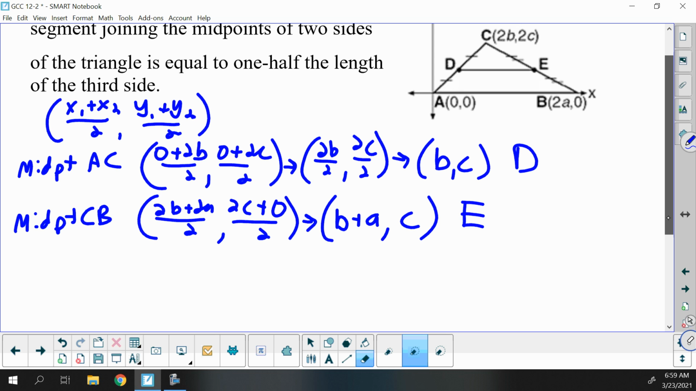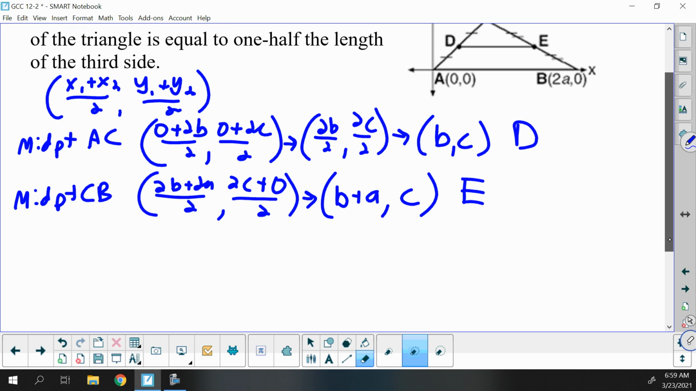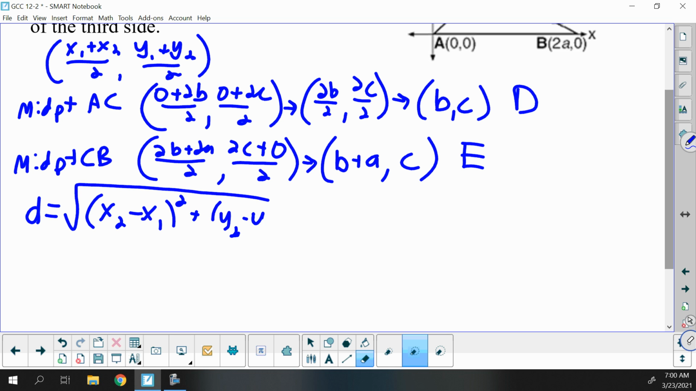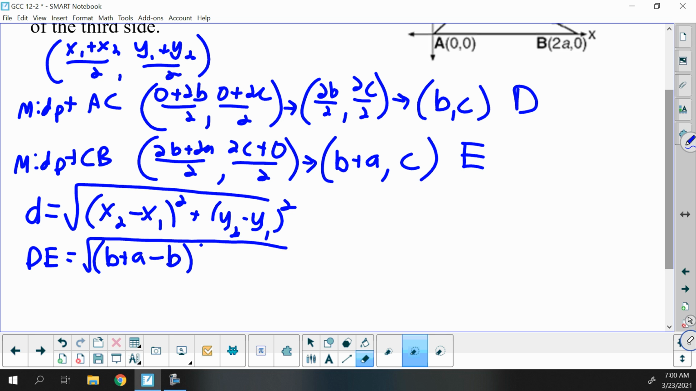Now we want to show that their length is equal to 1/2 the length of the third side. So let's do our distance formula, because that shows us length. So we'll have x2 minus x1 all squared plus y2 minus y1 all squared. And we'll do our length of DE first. So let's take the b plus a minus the b all squared.